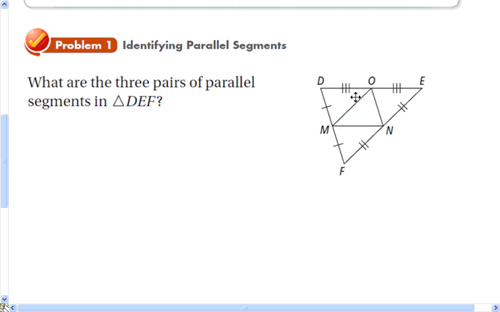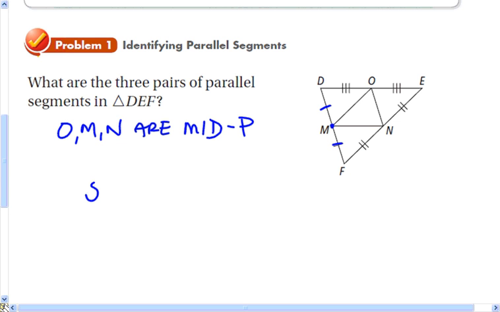All right, identifying parallel segments. What are the three pairs of parallel segments in triangle DEF? Well, O, M, and N are the midpoints by the definition of midpoint. And we can see that because we see two congruent segments, so that makes that a midpoint.